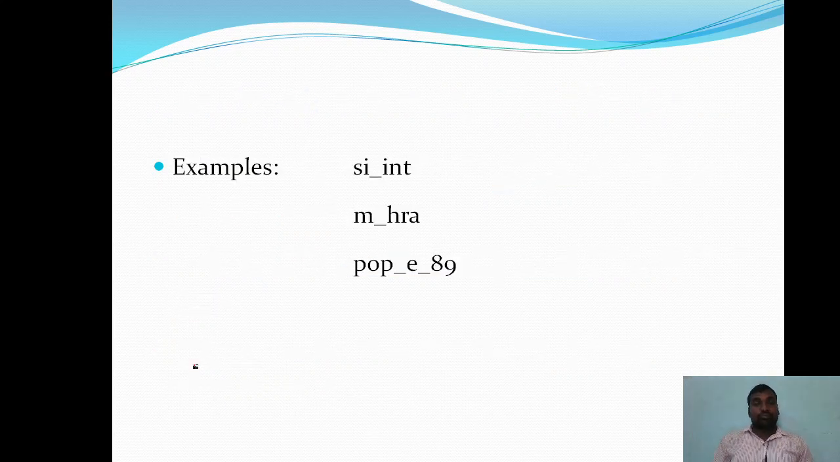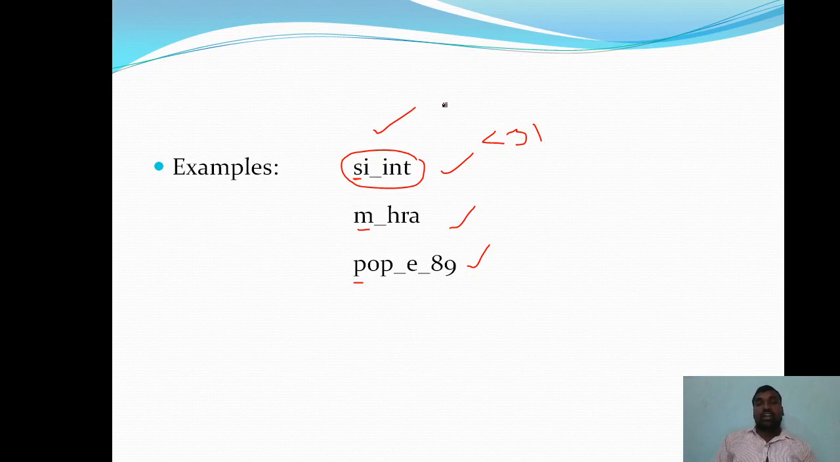Okay, so these are some examples of variable names: sa underscore int, m underscore hre, pop underscore e underscore 89. All are valid. Why? Because the first letter must be either an alphabet or an underscore. So here that condition is true. And the length of these names is less than 31 characters. So that condition is also true. And for the characters, you can use anything between A to Z, underscore and numbers, so all are satisfied. Okay, so these are valid variable names.